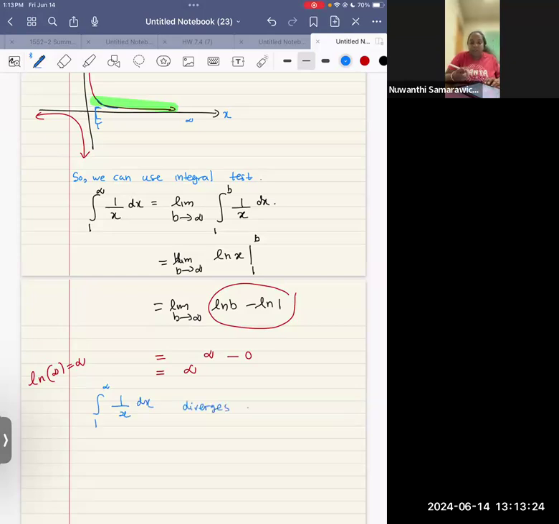And then what can you say about the series? Because the integral diverges, our series also diverges. Good. So the sum of 1 over n diverges.